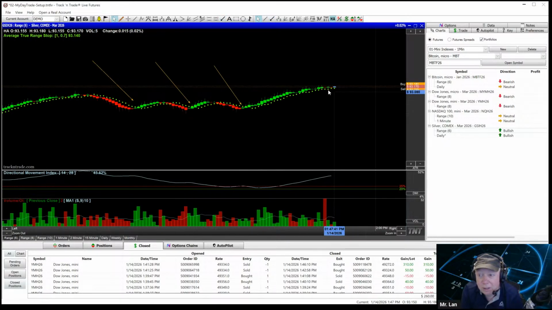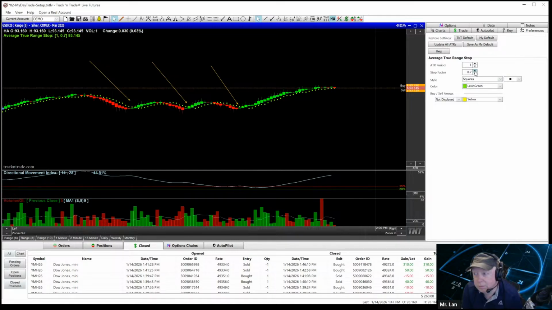Your stop's a little close for this one. Yeah, it is. How do you change that? Right here. Just push your stop out a little bit with that number right there. See that? Adjust your stop. It also adjusts your entry.